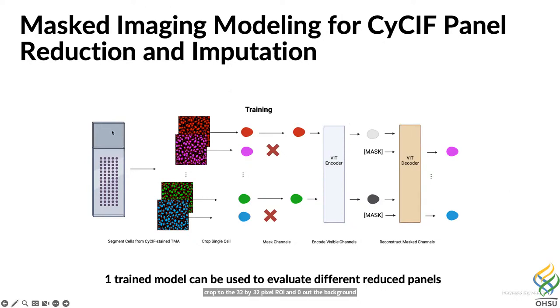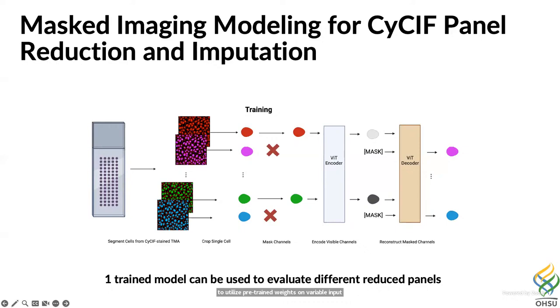And then we randomly mask 50% of the input channels during training and train the model to reconstruct the masked channels using mean square error as the loss function. Because we randomly mask channels during training, our model has generally learned to impute any marker from any other marker in our training set. Additionally, the transformer architecture allows us to utilize pre-trained weights on variable input sizes.